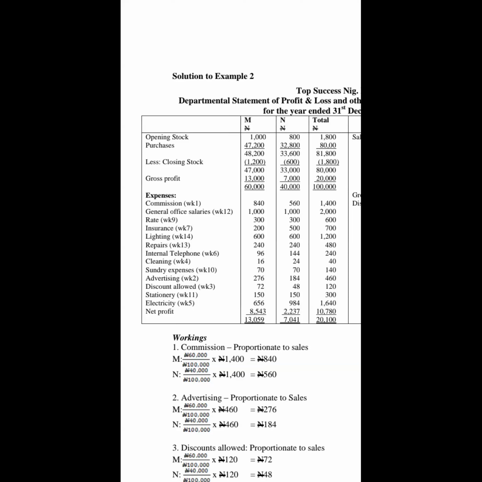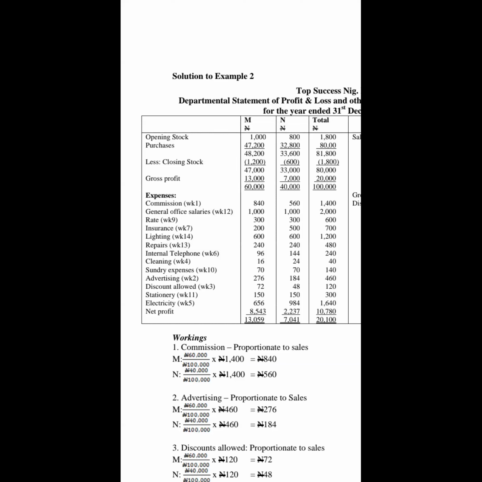If we add the opening stock with purchases, this is what is going to give us for department M 48,200, while department N is 33,600. So the total will now be 81,800. Then we also have less closing stock. Closing stock is 1,002 for department M, 600 for department N, and it gives 1,800 for the total.